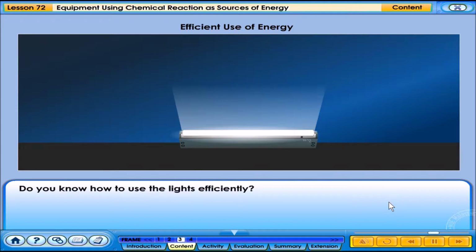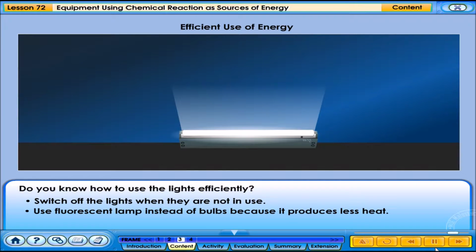Do you know how to use the lights efficiently? Switch off the lights when they are not in use. Use fluorescent lamp instead of bulbs because it produces less heat. Use natural lighting as much as possible.